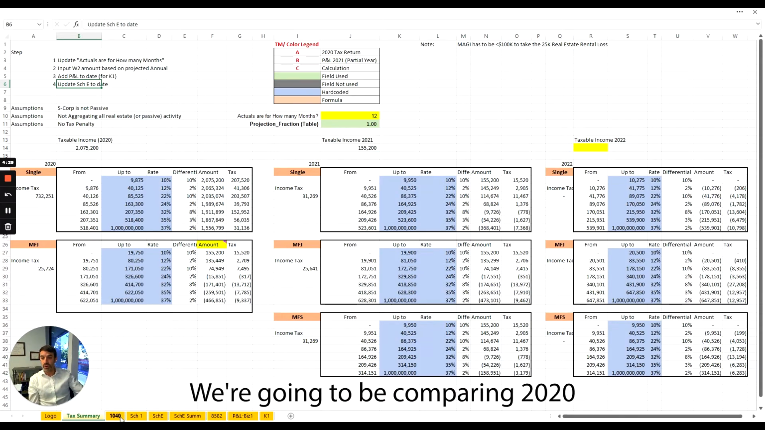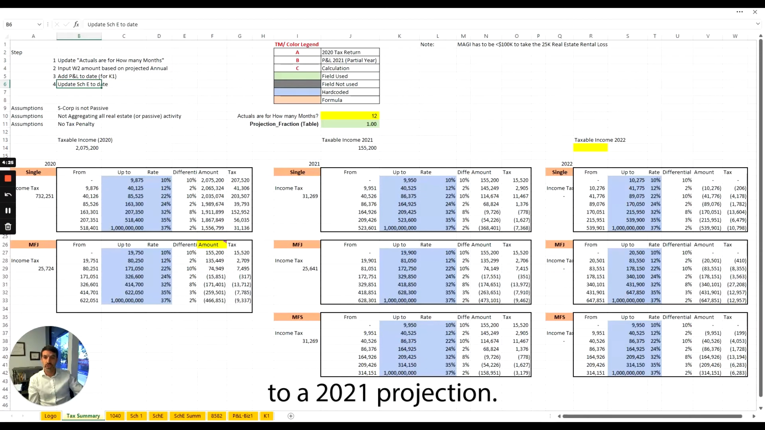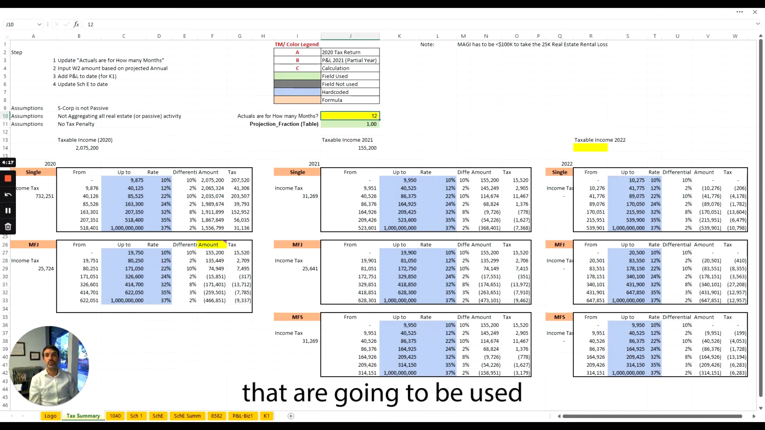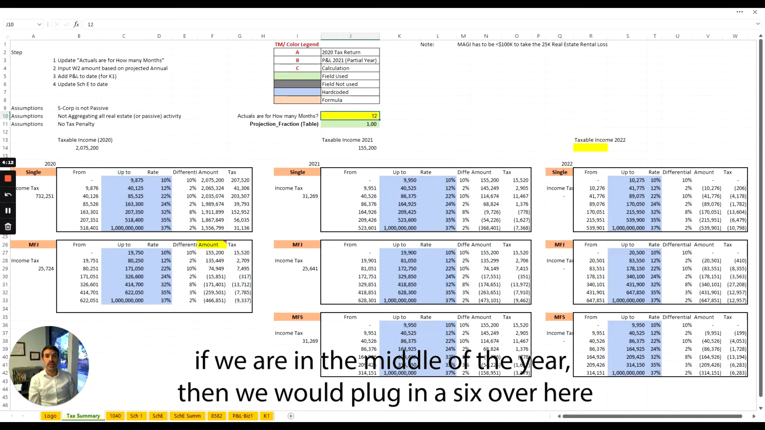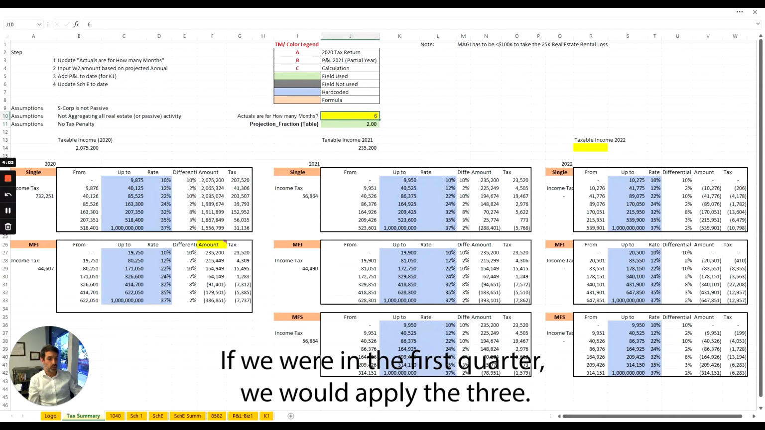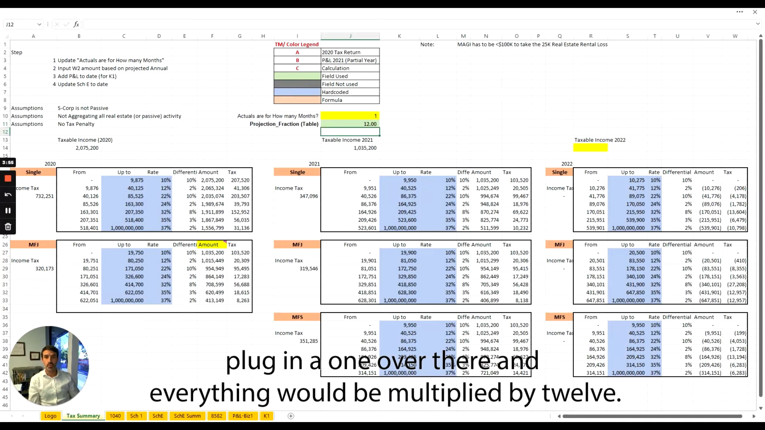So first of all, we're going to be comparing 2020 to 2021 projection. And so here we have the number of months that are going to be used for the projection. For example, if we are in the middle of the year, then we would plug in a 6 over here, and then all of the revenue and expense items would be multiplied by 2. If we were in the first quarter, we would plug a 3. If we were in the first month, after the first month, we would plug a 1 over there, and everything would be multiplied by 12.